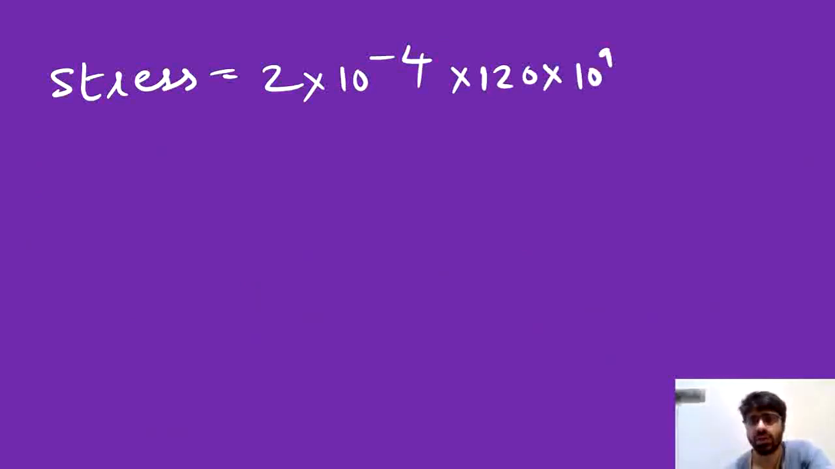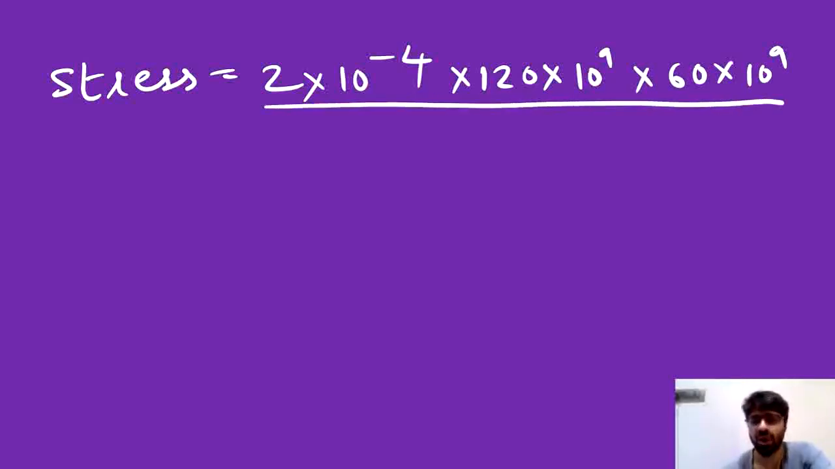So 120 into 10 to the power 9 into 60 into 10 to the power 9 divided by Y1 plus Y2, that would be 120 plus 60 into 10 to the power minus 9. So that is 180 into 10 to the power 9. We can cancel out 10 to the power 9 in the numerator and denominator. Cancel off this 0 here, this 0 here.